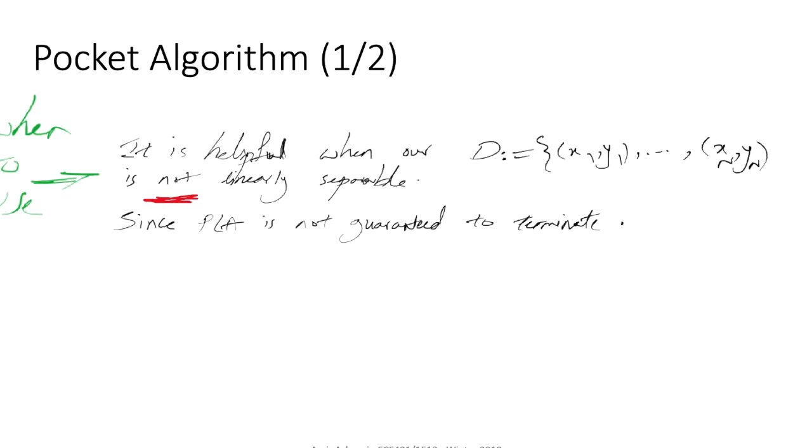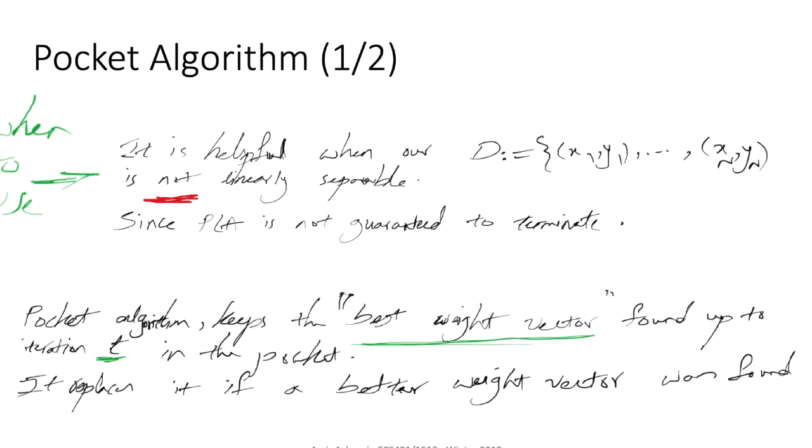Okay. All right. So it basically keeps the best vector found at iteration t and saves it in a pocket, and it replaces it if a better weight vector is found.